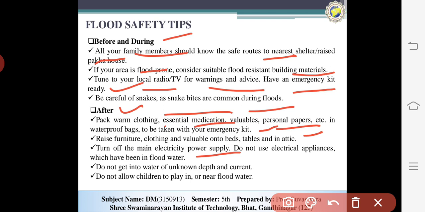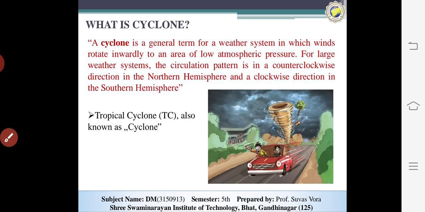When floods occur, electrical shock will be very dangerous all over the area. So do not go into water of unknown depth and current, and do not allow children to play near flood waters. So these are the things to remember after the floods.